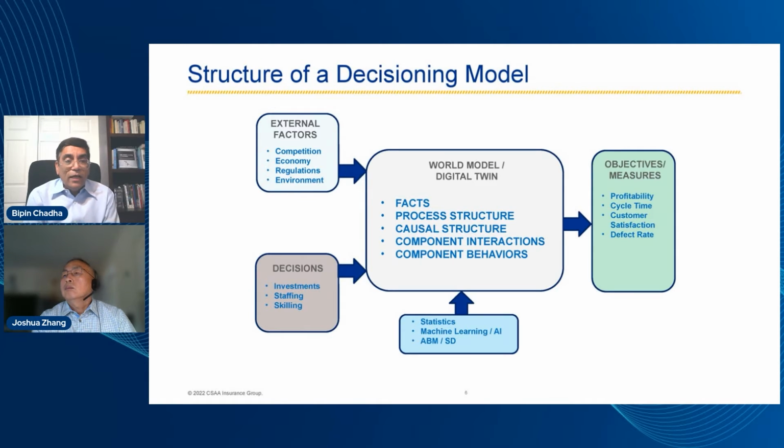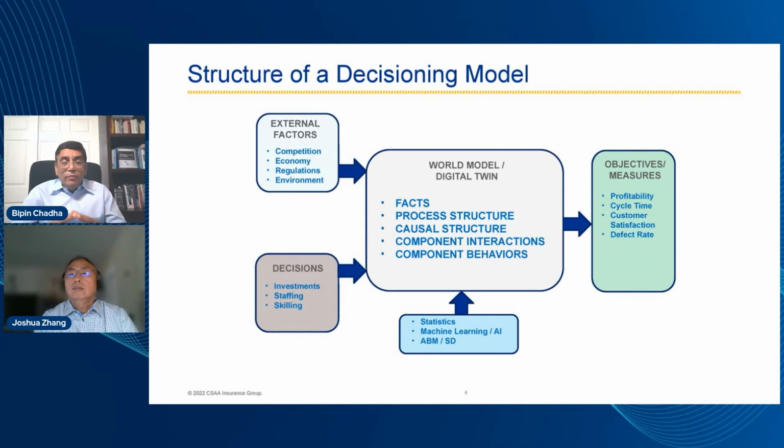So if we go to the next slide, this is how we see a structure of a decisioning model, and you can call it the structure of a digital twin model, if you will. It is to be able to represent your decisions on the left, also representing external factors, and these would be the risks. Again, on the left. In the middle is the world model or the digital twin model, and on the right are all the objectives or outcome measures that you care about.